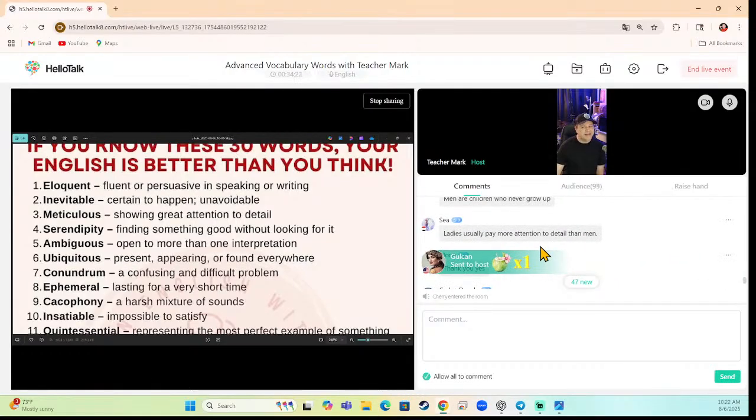Ladies usually pay more attention to detail than men. Again, I think I'd have to see the studies to prove that. And I think that depends on the subject. For example, sports. Are ladies as careful about detail in sports as men are? Not most of them. Some of them, but not most of them.